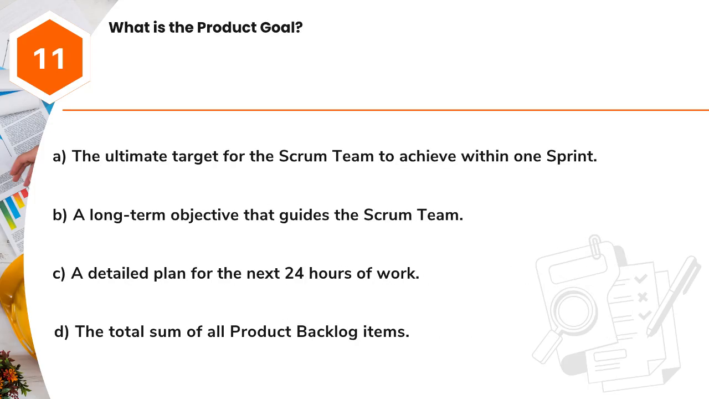Question 11. What is the product goal? A. The ultimate target for the Scrum team to achieve within one sprint. B. A long-term objective that guides the Scrum team. C. A detailed plan for the next 24 hours of work. D. The total sum of all product backlog items.